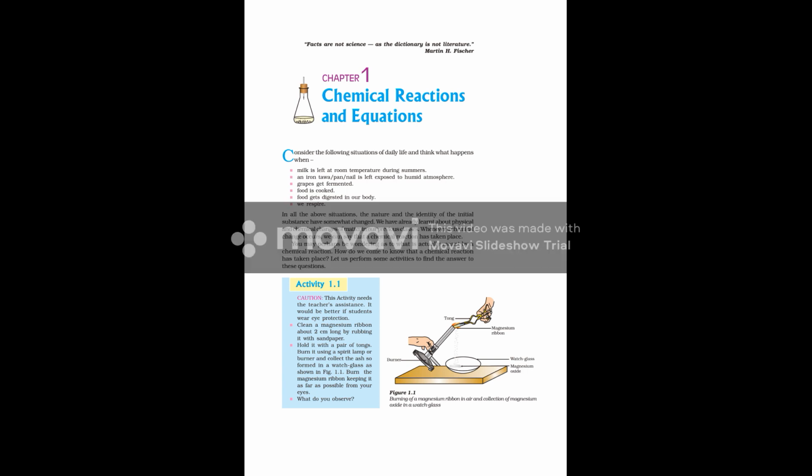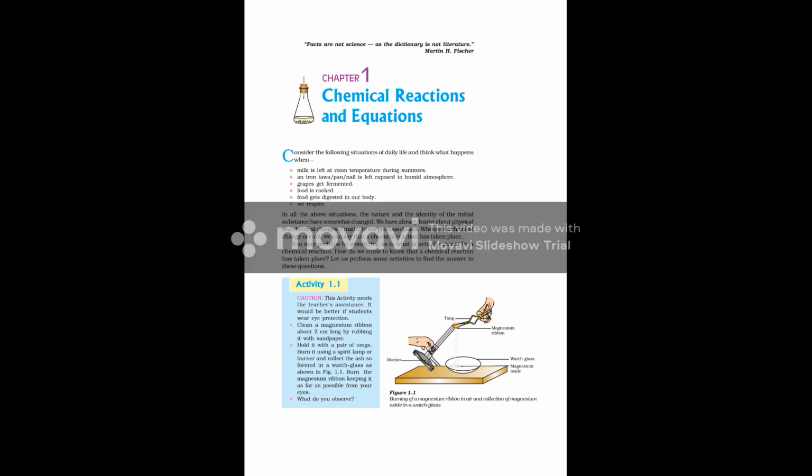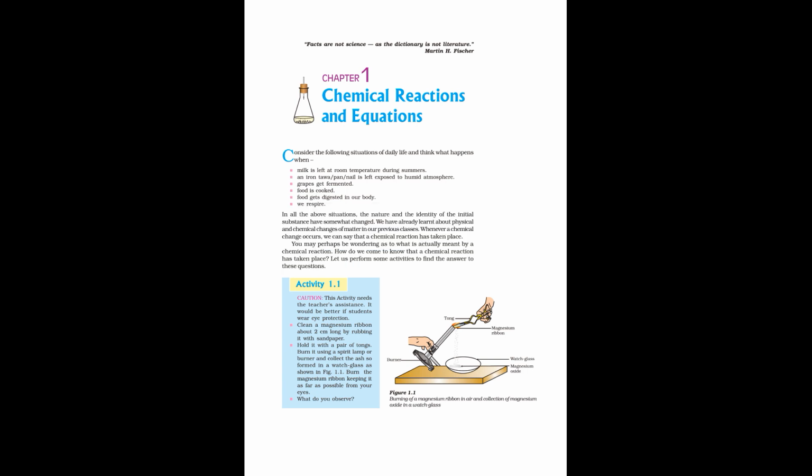Third, grapes get fermented. After fermentation of grapes, the color and texture will change, even the taste will change. So it is an example of a chemical reaction. Fourth, food is cooked. When food is cooked, the raw food materials and the ingredients which we are using for cooking will change. So it is an example of a chemical reaction.